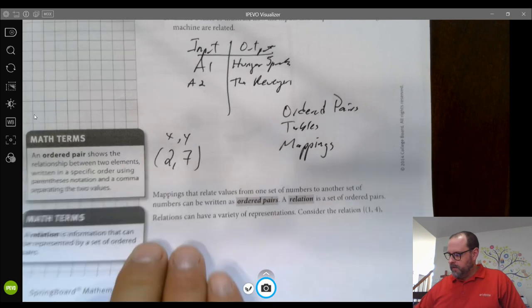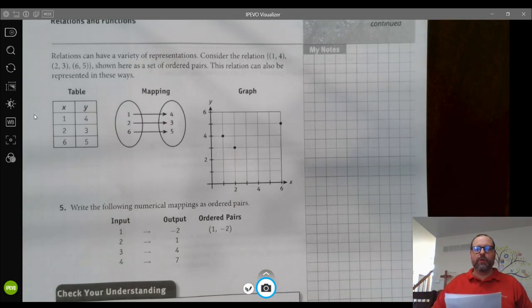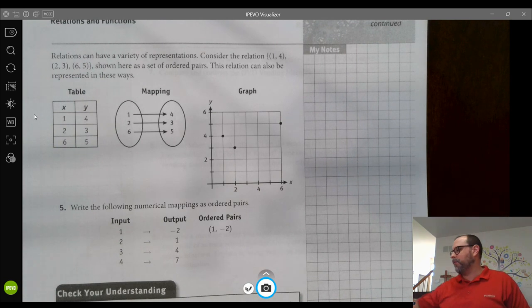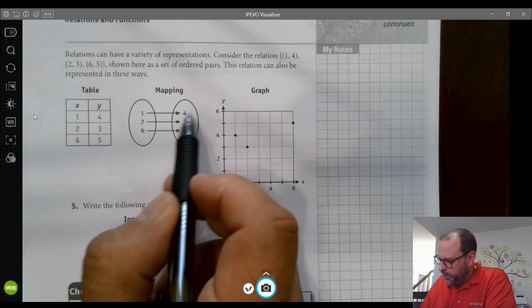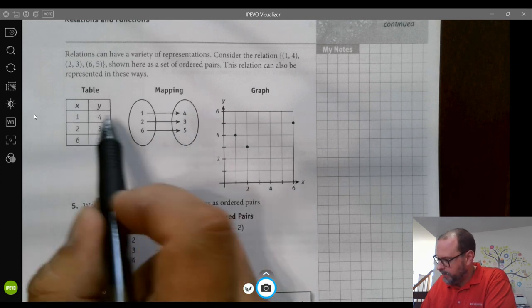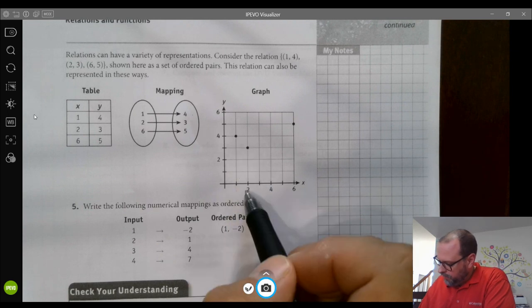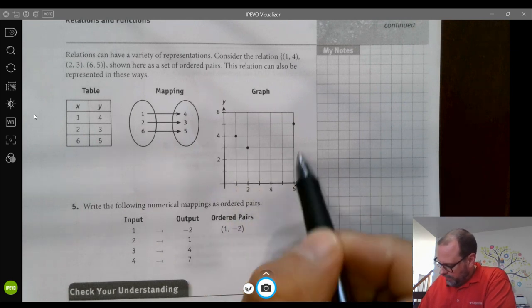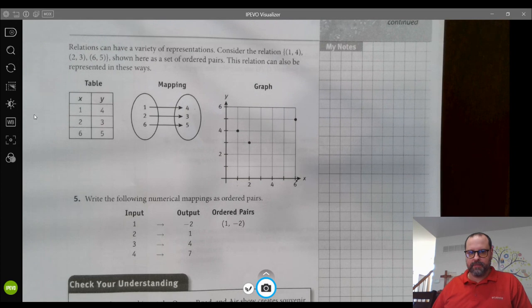Okay? All right. Here's an example up top. They show you those and they add in one more. A graph can also be a representation of a relation. So here we're saying here's the mapping: 1 goes to 4, 2 goes to 3. And it's the same here. The table shows the same thing. The graph shows the same thing. At 1, I'm at 4. At 2, I'm at 3. At 6, I'm at 5. So it still shows the same input-output relationship.